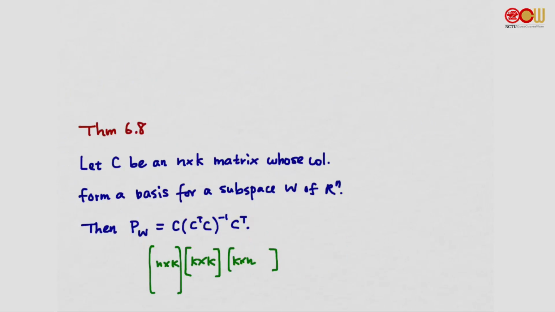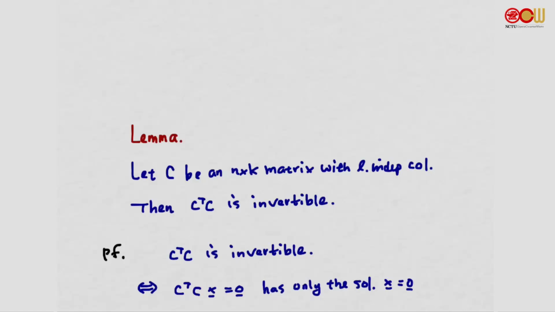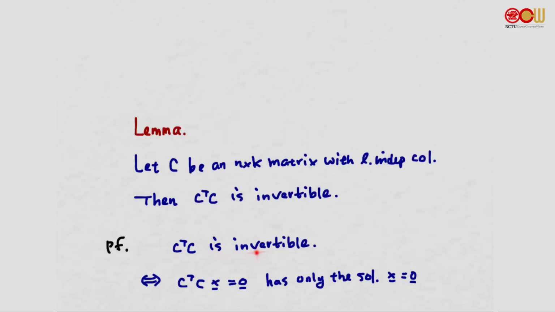To show this theorem, we will first show a lemma which says that this C transpose C matrix is always invertible. Let C be an M by K matrix with linearly independent columns, then C transpose C is always invertible. We know the matrix is invertible if and only if the homogeneous equation has only the solution x equal to 0. So instead of showing that this is invertible, we can show the solution is unique. The homogeneous equation has only one solution.